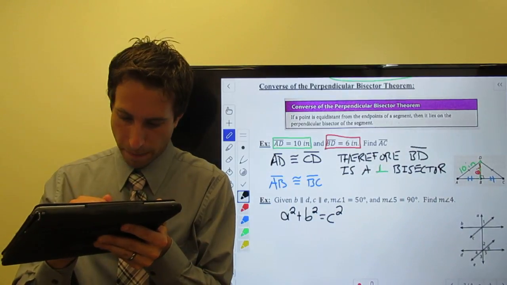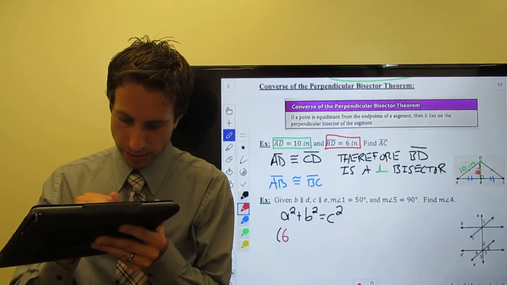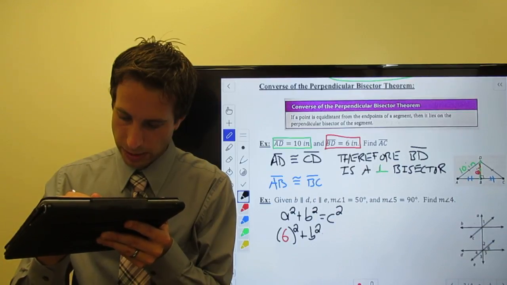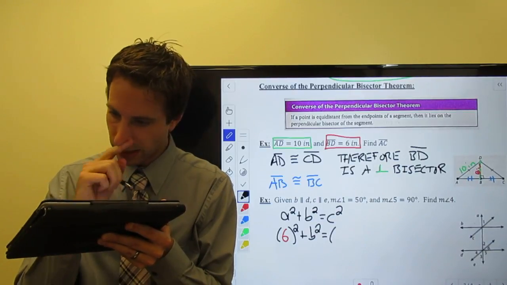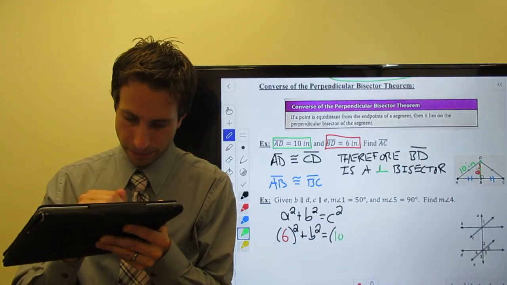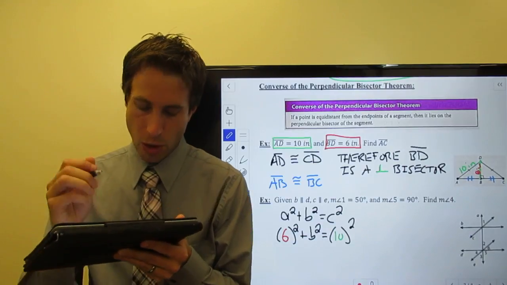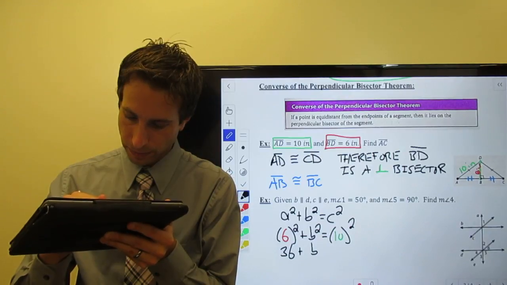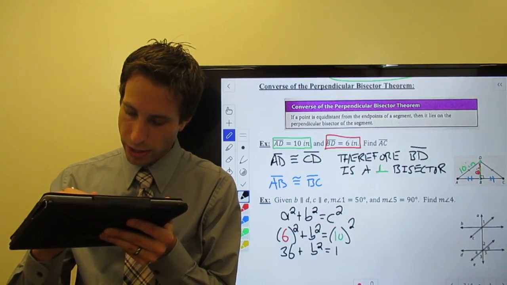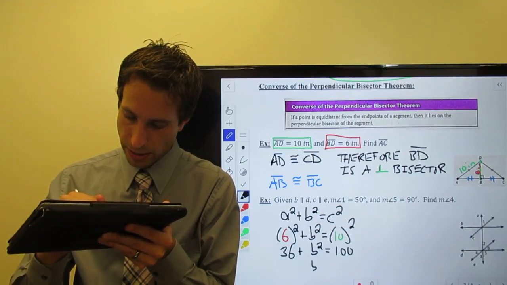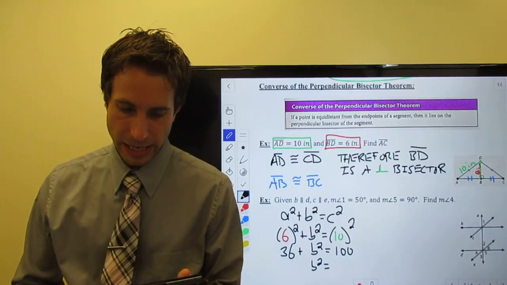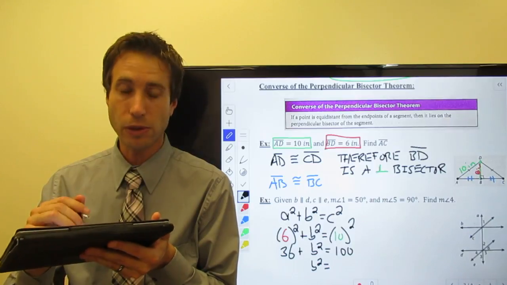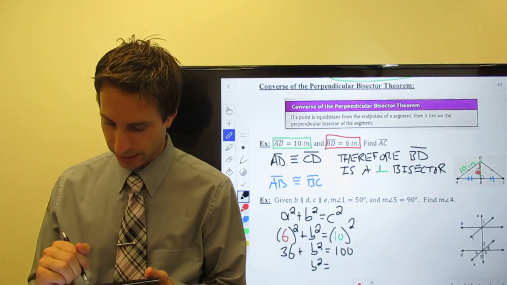So we're going to go 6 squared plus B squared is equal to 10 squared. Well, that's pretty easy. 6 squared is 36. 10 squared is 100. B squared is going to be equal to 100 minus 36, which is 64. Yeah, 64.